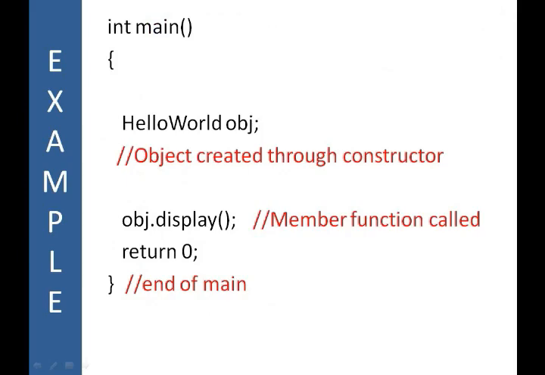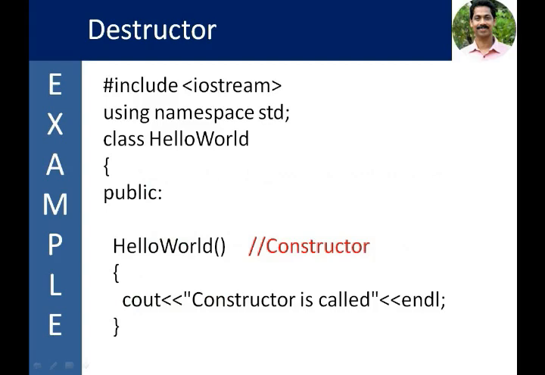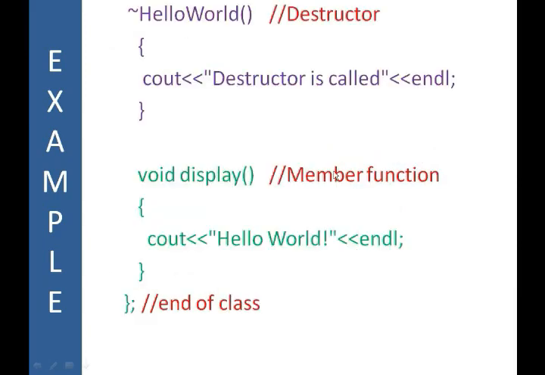See the main program. HelloWorld obj. We are creating an object of the HelloWorld class. So the HelloWorld class object will be created through the constructor. The constructor will be called and the message 'Constructor is called' is printed. obj.display: this display function will be executed. We will get another message, hello world.